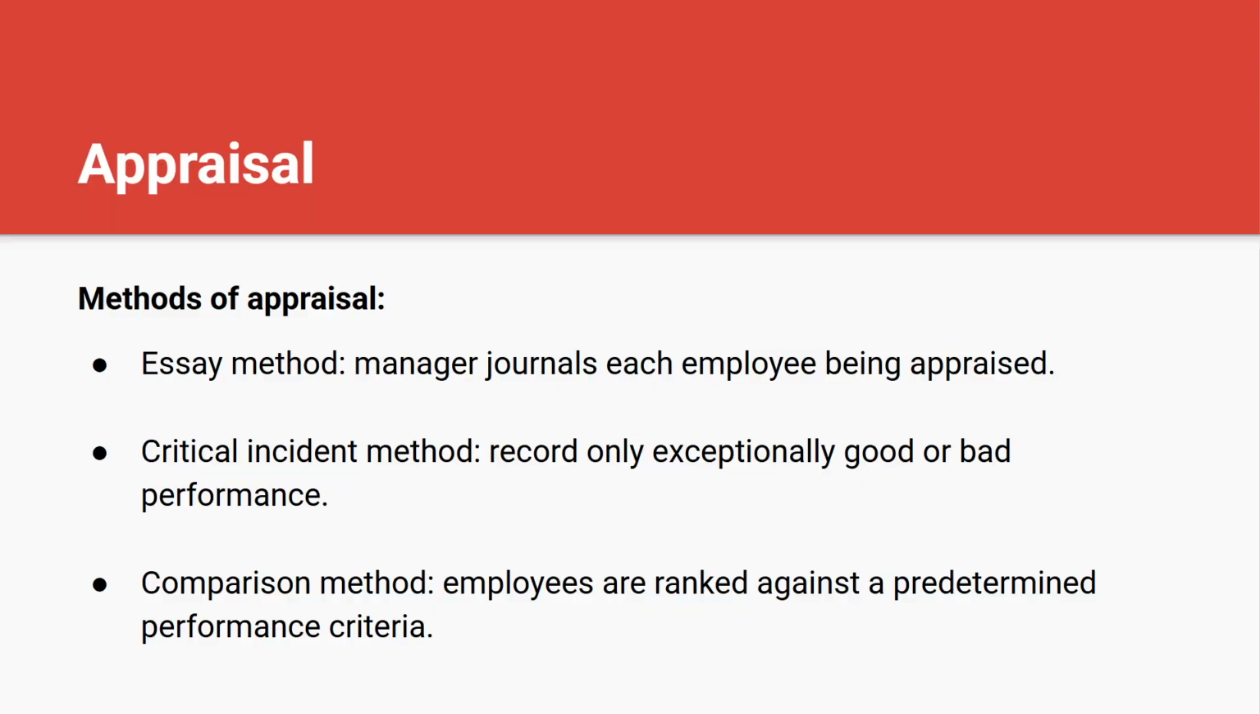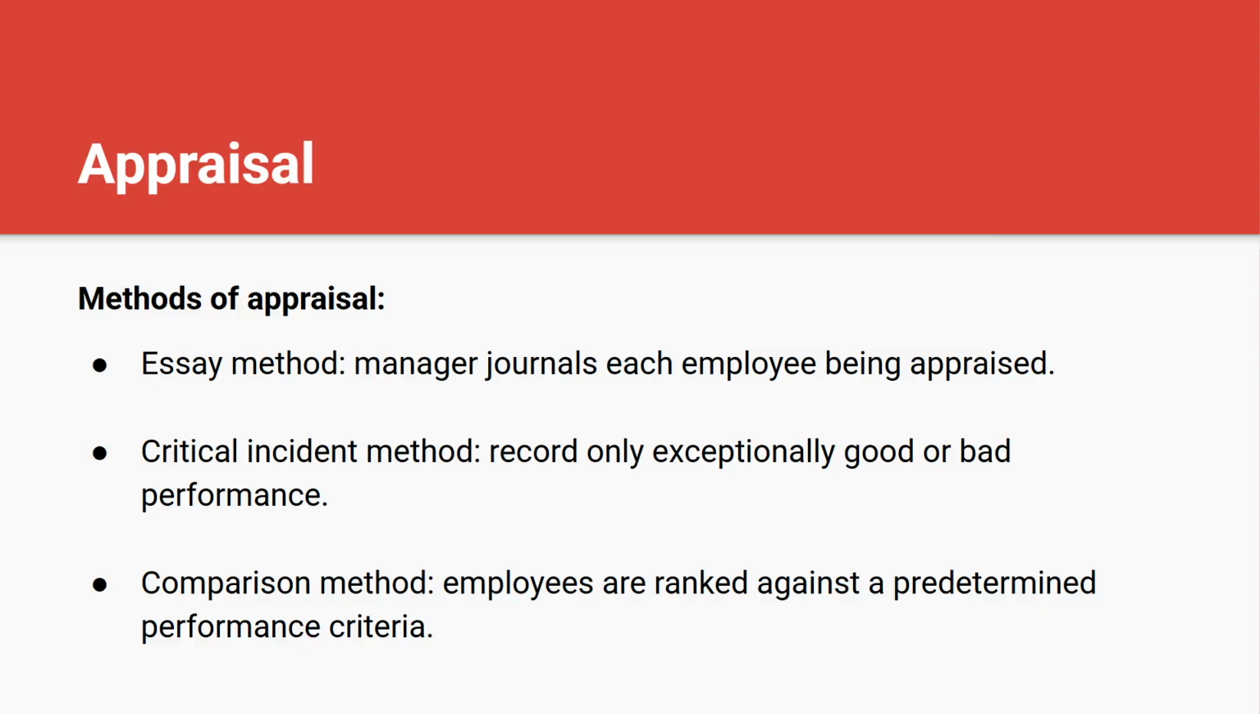There are three methods of appraisal that you need to know. The first is when the manager journals each employee being appraised. So they write down everything that they observe about the employees under their management, and then they sit down with the employee and go through all this information that they've collected. The second one is the critical incident method, where the manager will record only exceptionally good or exceptionally bad performance. So they're not too worried about every little detail, they're just looking at the extremes on both ends.